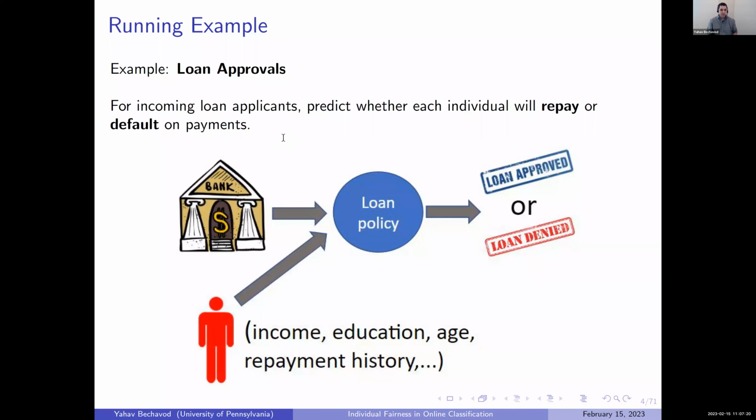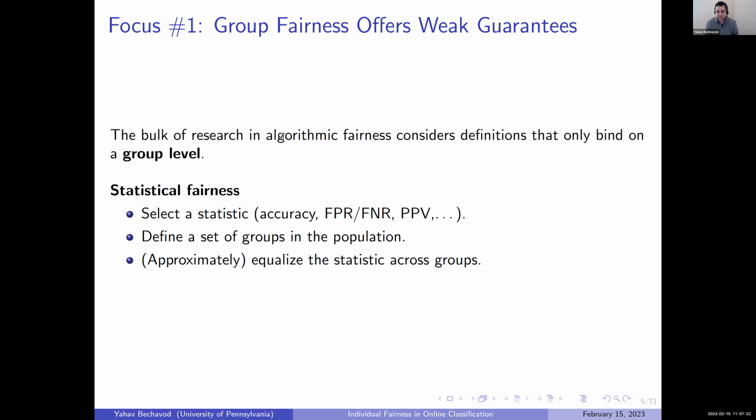Okay. So the first point I want to focus on is that the bulk of the research, again this is a generalization, focuses on algorithmic fairness definitions that bind on the statistical level. And what I mean by that is, usually the recipe is you first select a statistic of your choice, then you define a set of groups in the population, and then approximately equalize the statistic across groups. And the point is that these group fairness definitions are very weak guarantees for individuals.